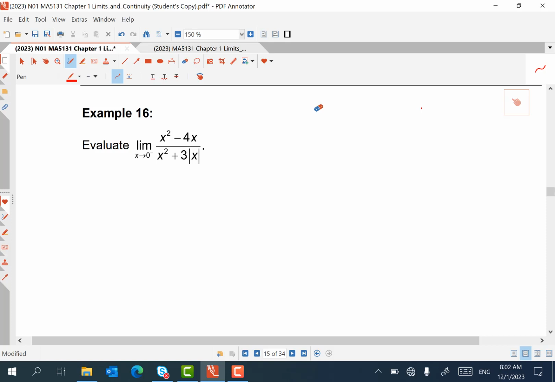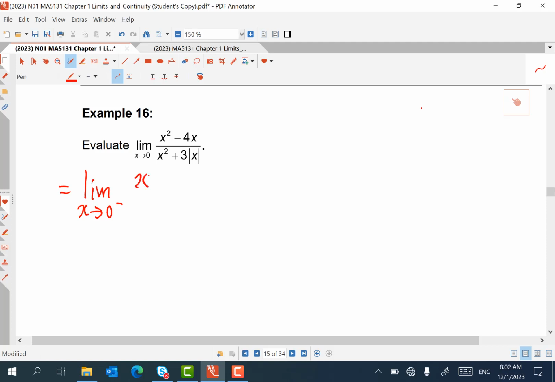Let me ask, have you done it already? Good. Okay, let's hear from some of you. How did we go about this? There's a small minus there. Can you see that? x tends towards 0 minus.